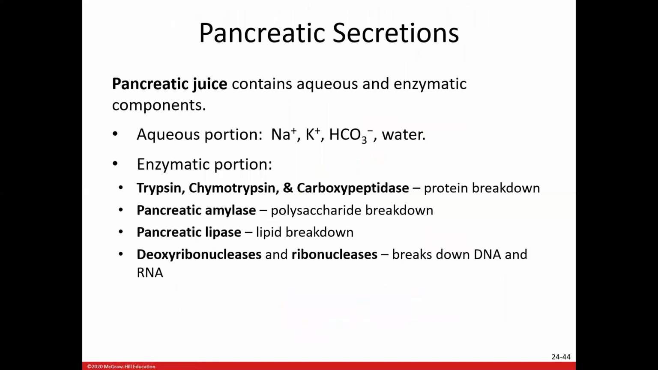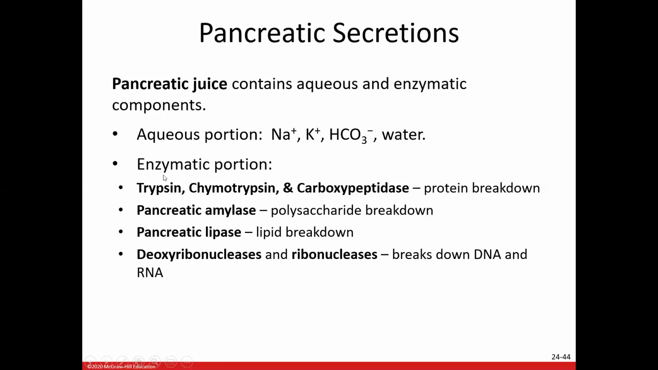So, in terms of the exocrine tissue, the secretions from the pancreas are collectively called pancreatic juice. And this is basically just made of an aqueous component and an enzymatic component. So the aqueous component, as the name suggests, has mostly water in it, but it also has a couple of different ions like your sodium and your potassium, as well as your bicarbonate ion.